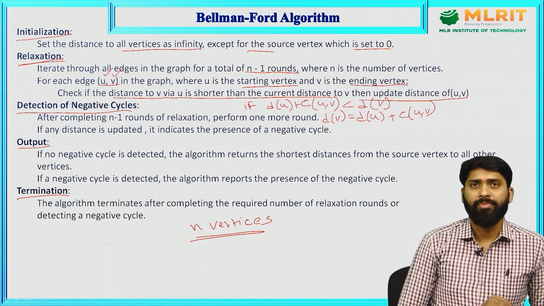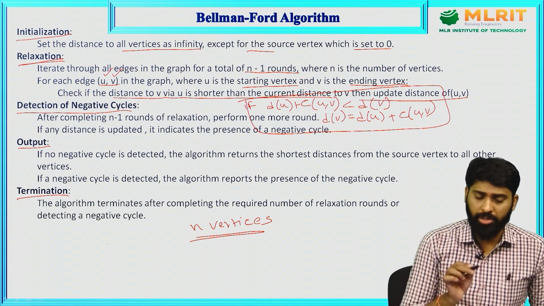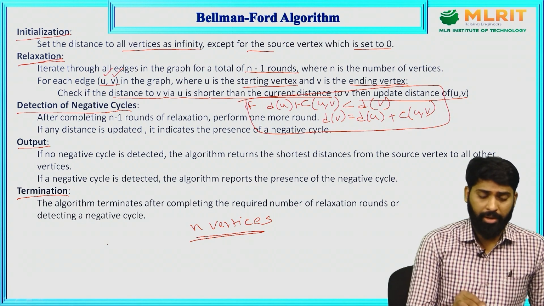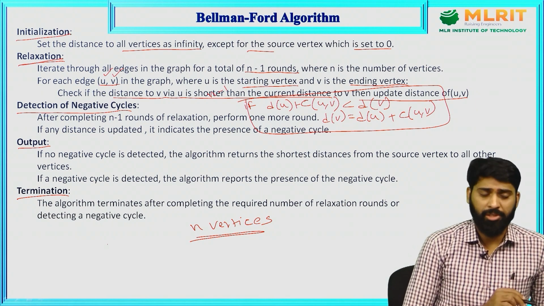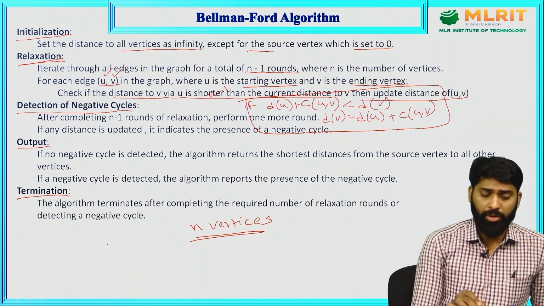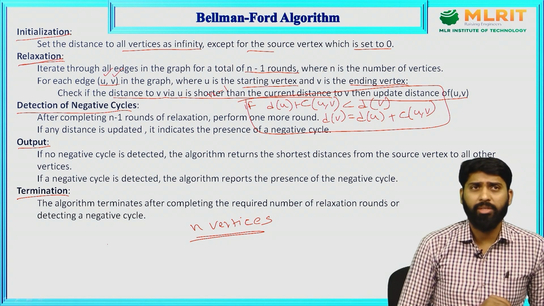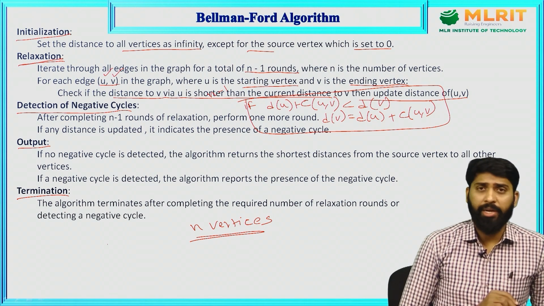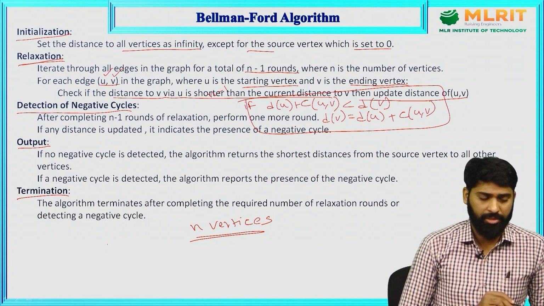That is it. Now, we execute these instructions how many times? n minus 1 times. That is the relaxation: iterate through all edges in the graph for a total of n minus 1 rounds, where n is the number of vertices. For each edge, so for example, if there are 10 edges, for all these 10 edges you are going to find the distance.